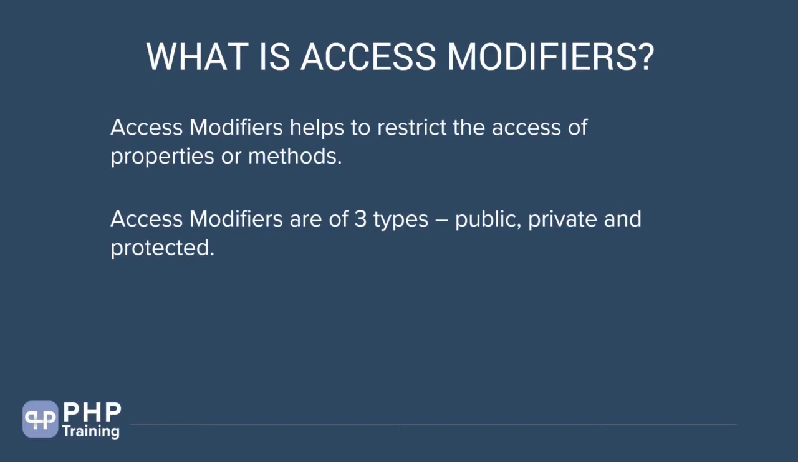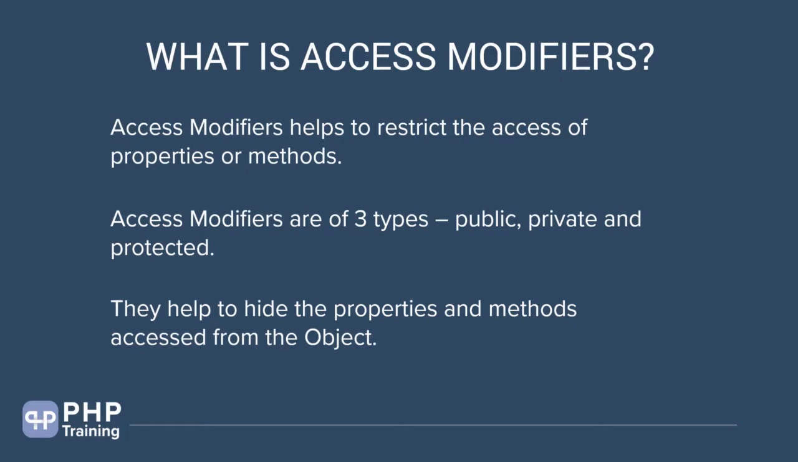This is basically some kind of security that you are adding, and you're also hiding some of the features that can be accessed from the object. That is the main purpose of access modifiers. They help to hide the properties and methods accessed from the object. Once you define anything as public, it can be accessed via the object. Once you define anything as private, you cannot access it via the object.